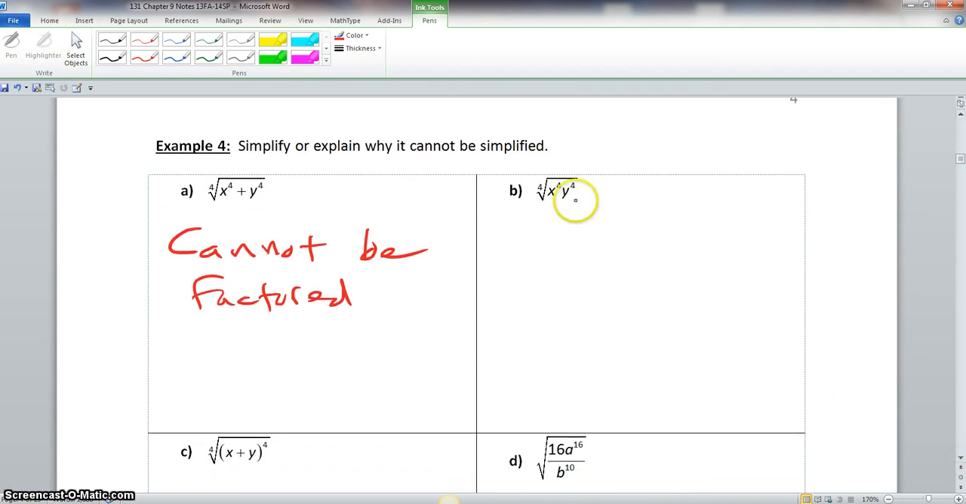Now we come here to B. We have the fourth root of x to the fourth, y to the fourth. We know the fourth root of x to the fourth is just x, and the fourth root of y to the fourth is just y.